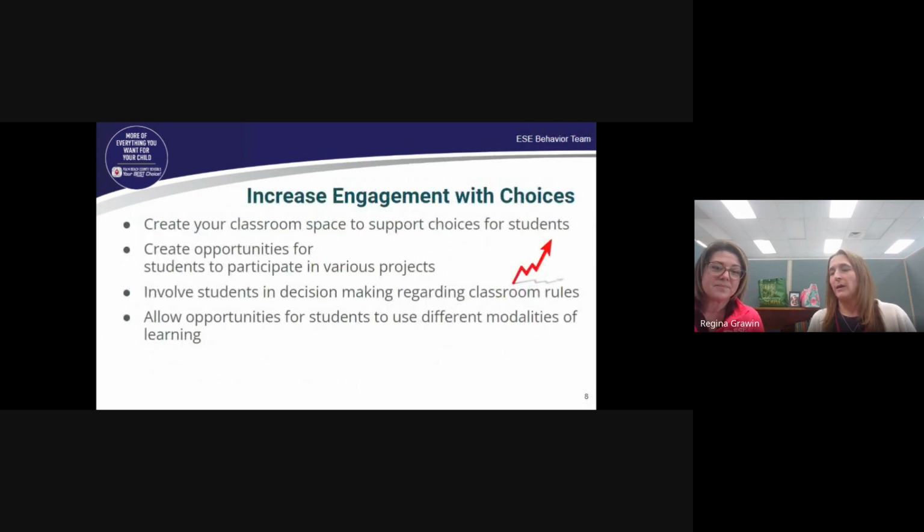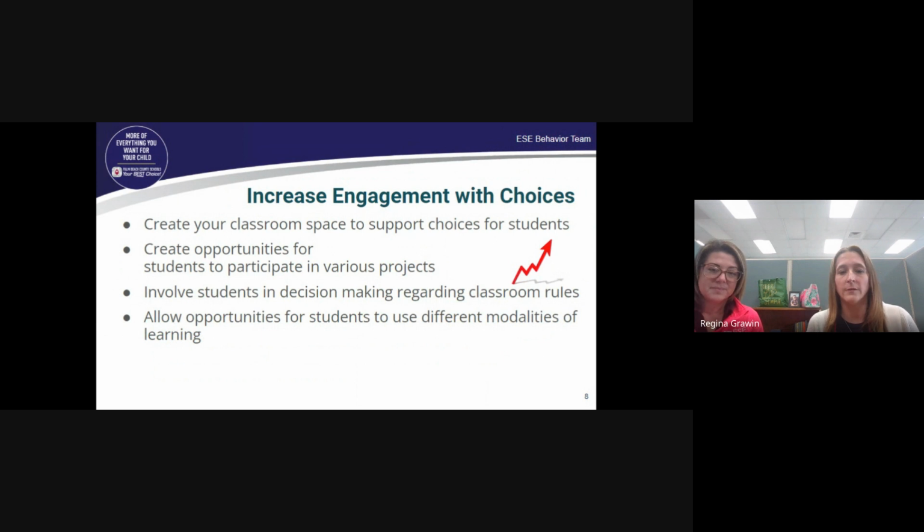And like Lacey said, it increases engagement and time on task when you offer choices. So you create your classroom space to support choices for students. Again, you have everything available that you're going to offer to them. You create the opportunities for students to participate in various projects. Again, like Lacey said in the last slide, if they're doing a project, are they more comfortable presenting it to the whole group? Maybe we want to present in small group. Maybe they want a partner to help them present. Maybe they're more comfortable presenting alone.